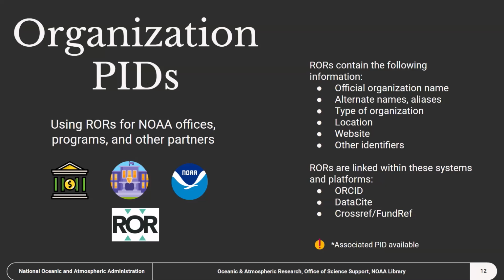ROARs are linked across a number of systems and are integral to those connections, right? So specifically ORCID, but also DataCite and Crossref, which is affiliated with FundRef, also use ROARs in order to link an organization. So you'll notice here that I don't have any special indications of other PIDs. Because ROAR is just focusing on the organization itself, it doesn't necessarily in the metadata include other persistent identifiers, right?